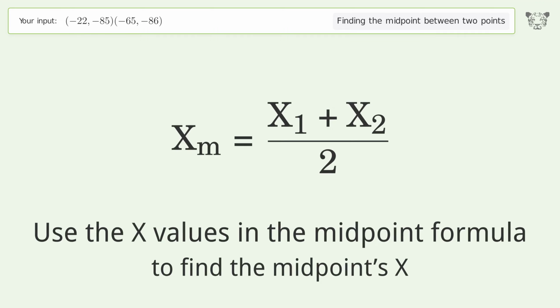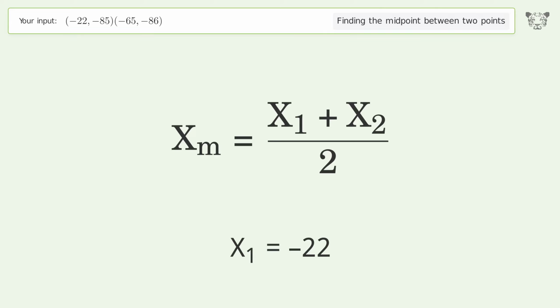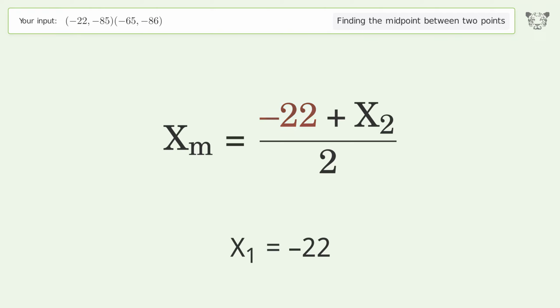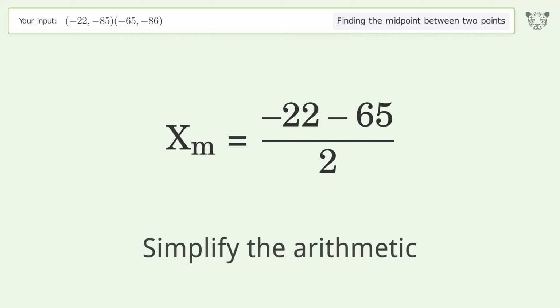Use the x values in the midpoint formula to find the midpoint's x. x1 equals -22. x2 equals -65. Simplify the arithmetic.